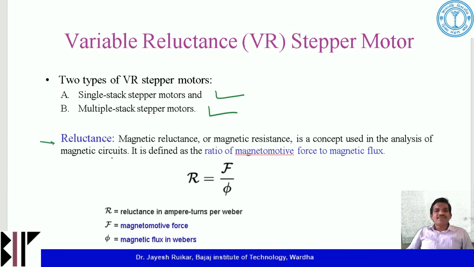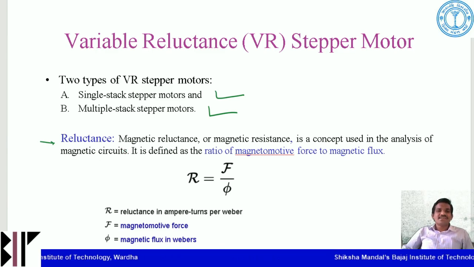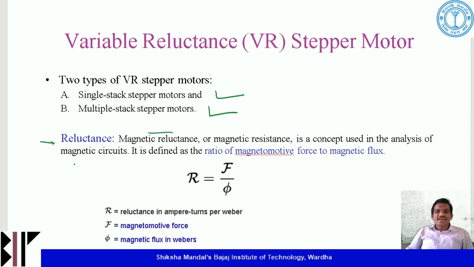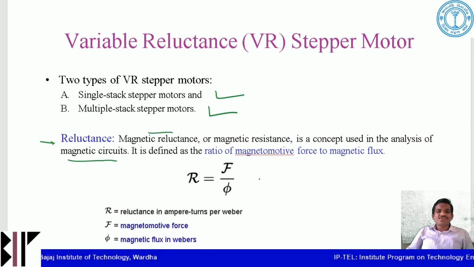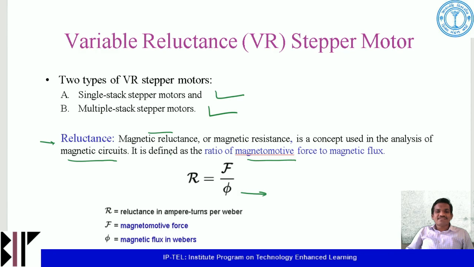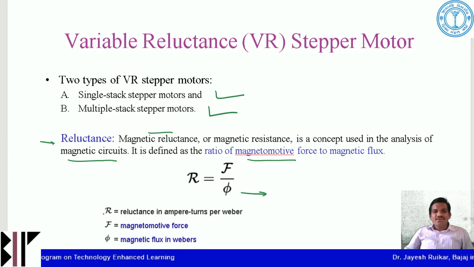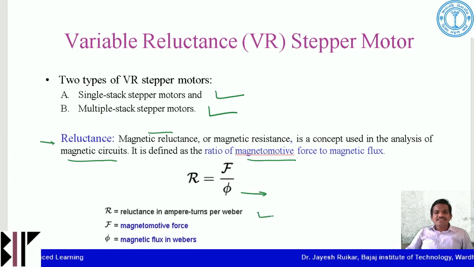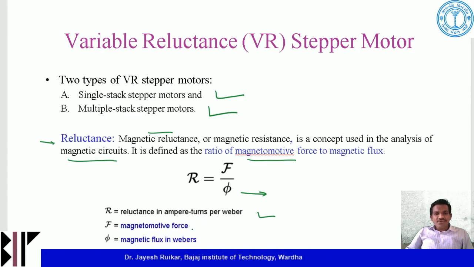As you know, reluctance is nothing but the magnetic resistance, which is also called magnetic reluctance. It is a concept used to analyze the magnetic circuit. Reluctance is defined as the ratio of magnetomotive force, that is F, to magnetic flux, where R is the reluctance, measured in ampere turn per Weber, F is the magnetomotive force and phi is the magnetic flux.